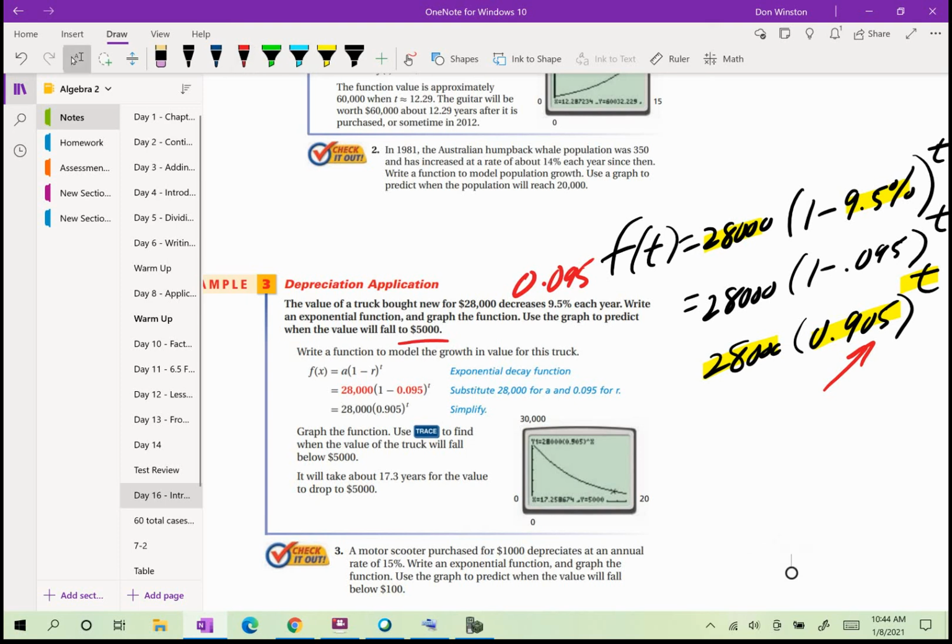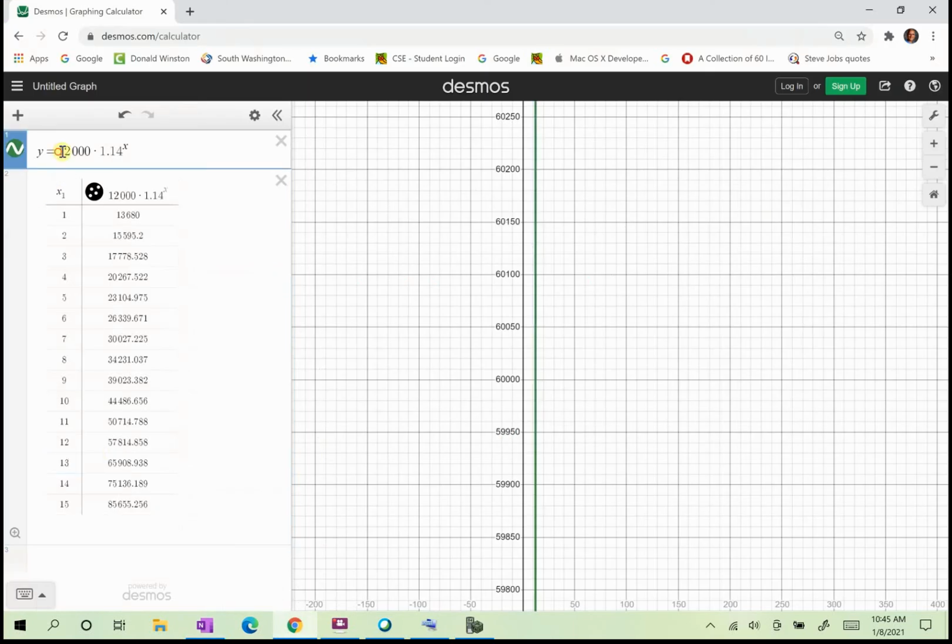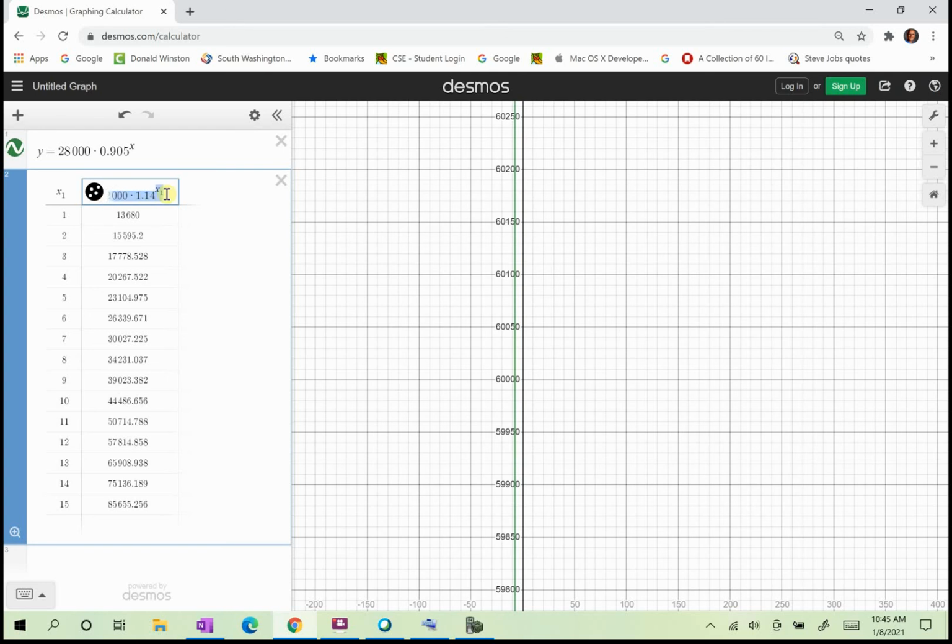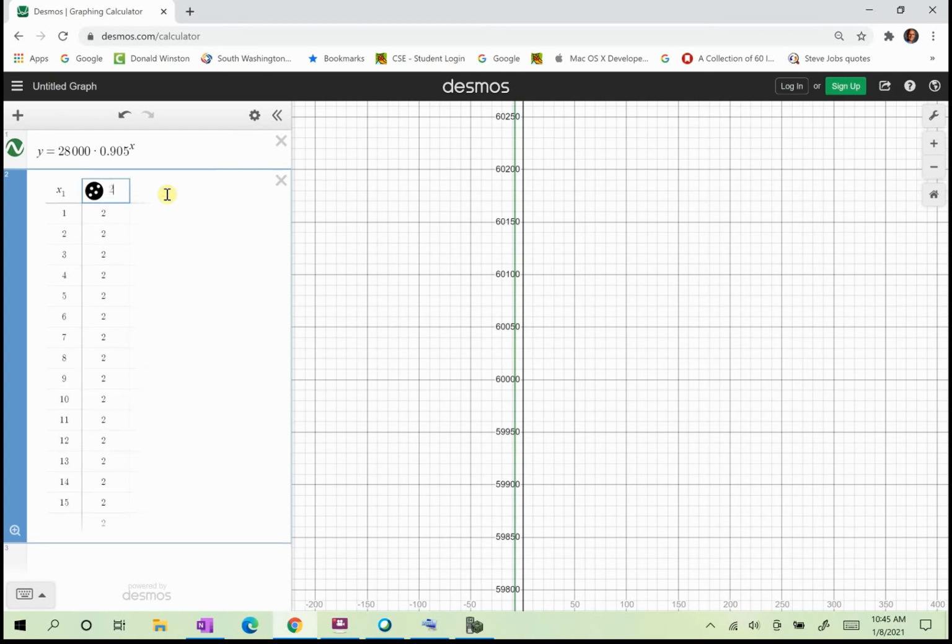Okay, so again, we'll graph that using decimals. Just let me write that down. That's 28,000 times 0.905 raised to the x. All right, and so we'll answer that using both the graph and the table. So I just need to change this here. So this is going to be 28,000. And then my multiplier is 0.905. Okay, and then I'll change my table here. So this is 28,000 times 0.905 raised to the x1.